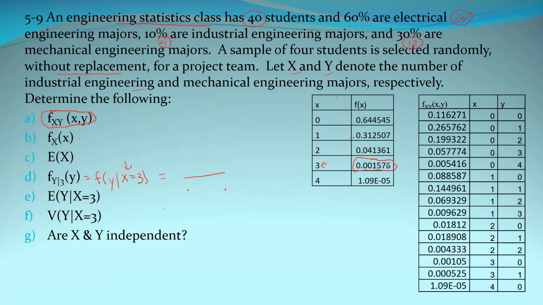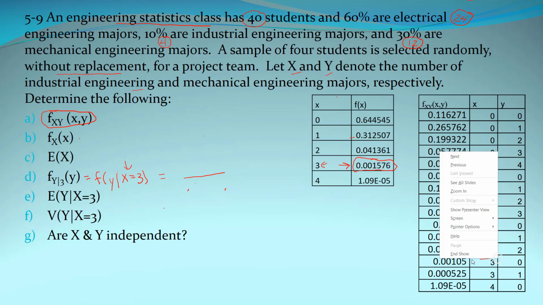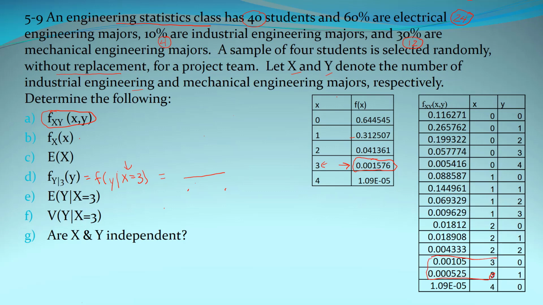Let's see. Well, there's two ways we can calculate this number. We can either grab it off of this table, or we can look over here and say, there's two ways that x can equal 3, and that is 0.0105. There's that probability, and there's 0.00525, right? That's the whole world of probabilities that we can get x is equal to 3. And coincidentally, those two numbers equate to this number right here.